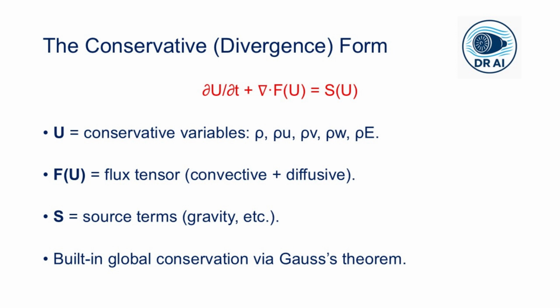Now notice this structure: the time derivative plus the divergence of a flux. That divergence is the key. When we integrate this equation over the finite volume and apply the Gauss divergence theorem, the flux term becomes a surface integral. That means the change inside the volume depends only on what crosses its boundaries. This is the global conservation, and it is built into the mathematics.